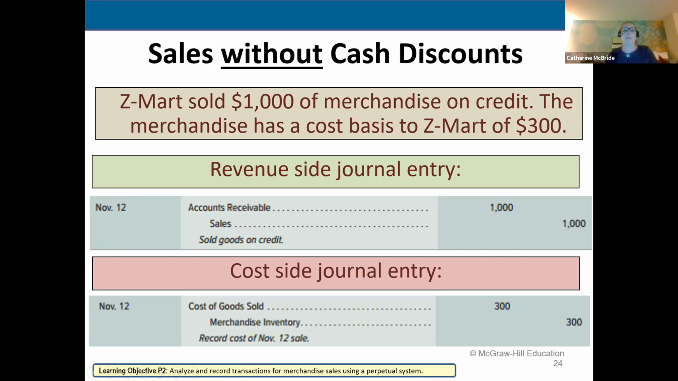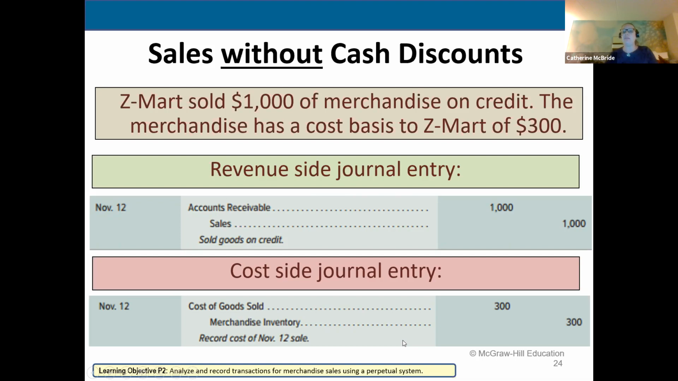That's our profit. So when we sell this, we're going to record accounts receivable for the $1,000, and we're going to record sales revenue. That's going to go on our income statement. So on our income statement, we have $1,000 worth of sales revenue, and we have a receivable for $1,000.